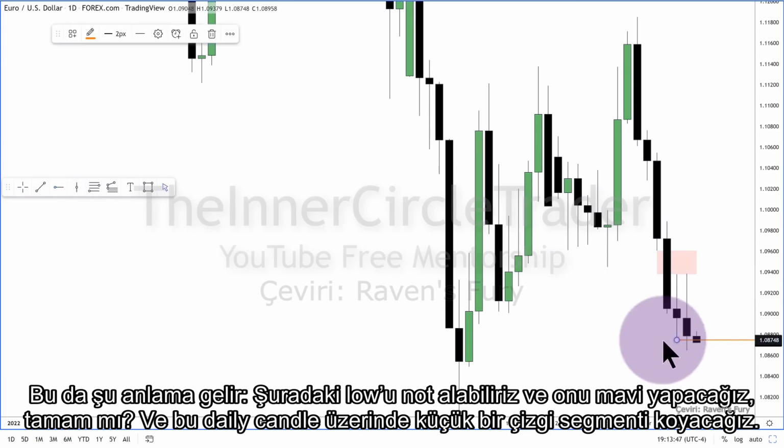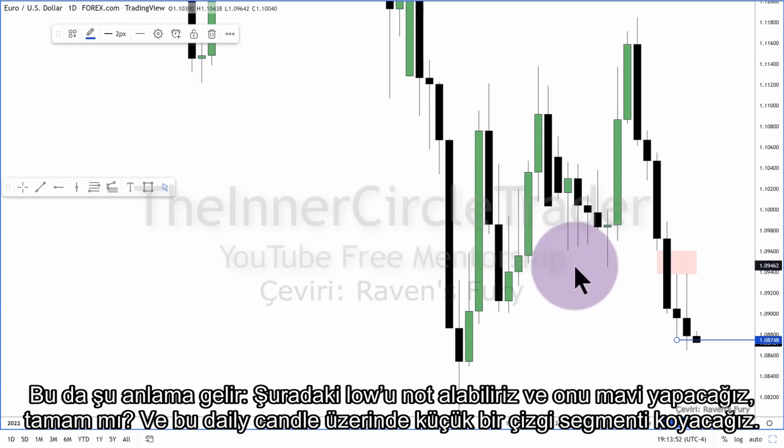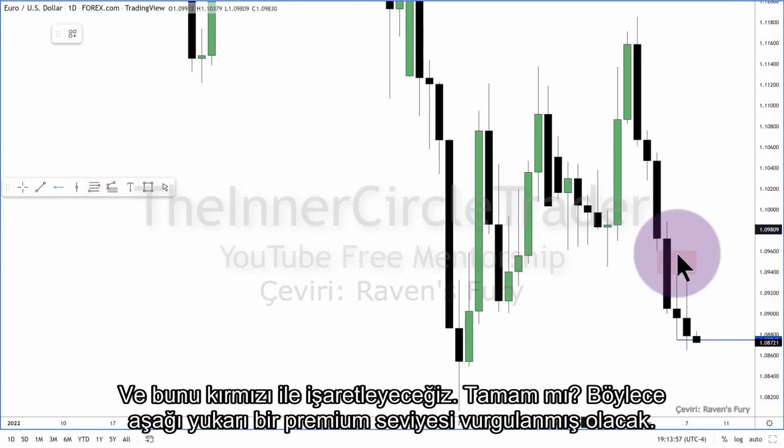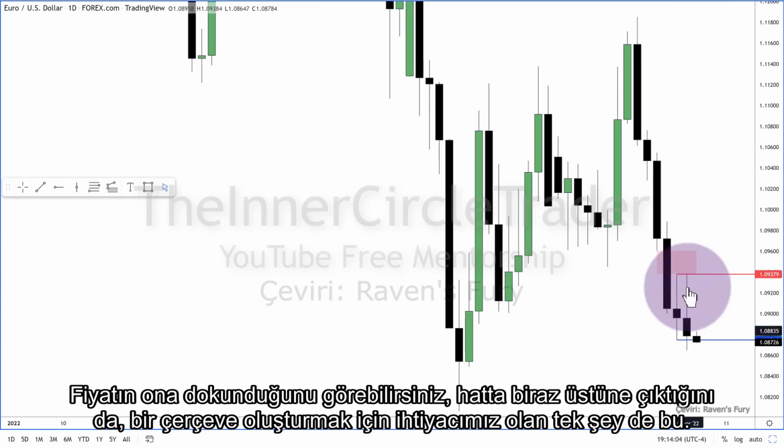and note that low right there. And we'll change it to blue here. And we're going to put a little line segment here on this daily candle, and we'll mark that one red. So we have more or less a premium level that's being highlighted. And you can see it touches it, but it actually goes above it just a little bit. And that's all we'll need to justify a framework.